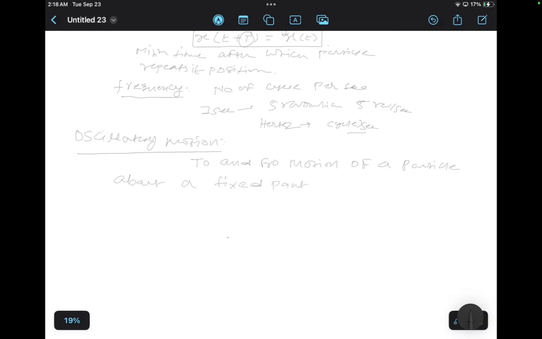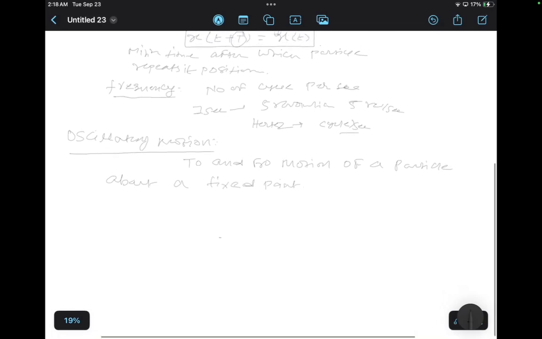Now the definition of this fixed point is so important. I'm going to illustrate this with the help of an example. Suppose this is a fixed point. There are a lot of names for this fixed point, and I'm going to explain it in detail. The particle is performing to and fro motion, going like this and coming back like this. The most important thing is that in oscillatory motion, the extreme positions of the particle are not necessarily fixed.